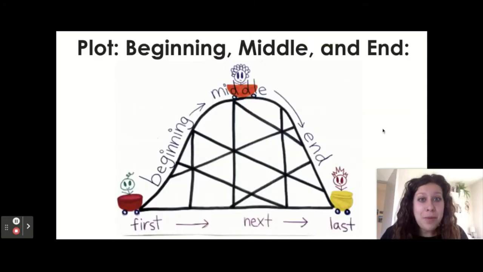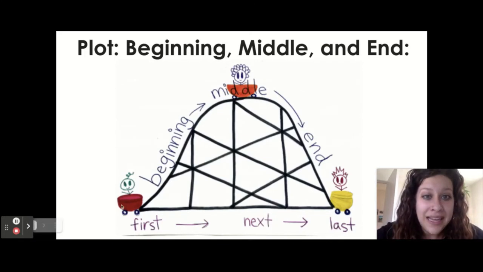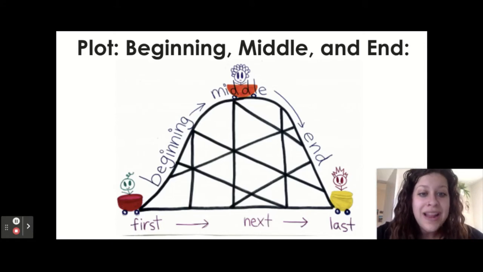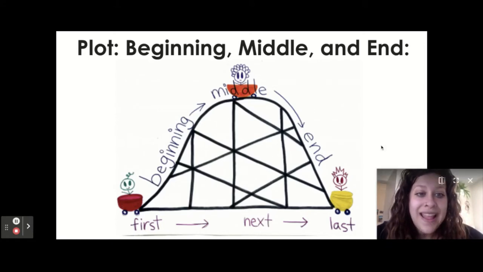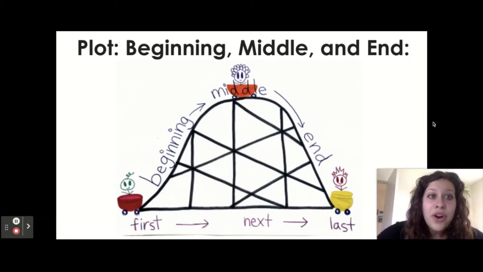And we've talked about the plot. Remember, the plot is the what of the story. What happens in the beginning, the middle, and the end. It's the first part of the story, the next part of the story, and the last part of the story. Today, we're going to come up with a new plot for our story.